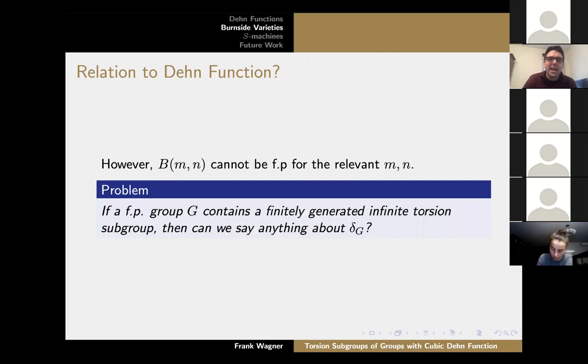A general problem that you might want to know is, well, if we have a finitely presented group and it contains an infinite torsion subgroup, which is finitely generated, can we say anything about its Dehn function?